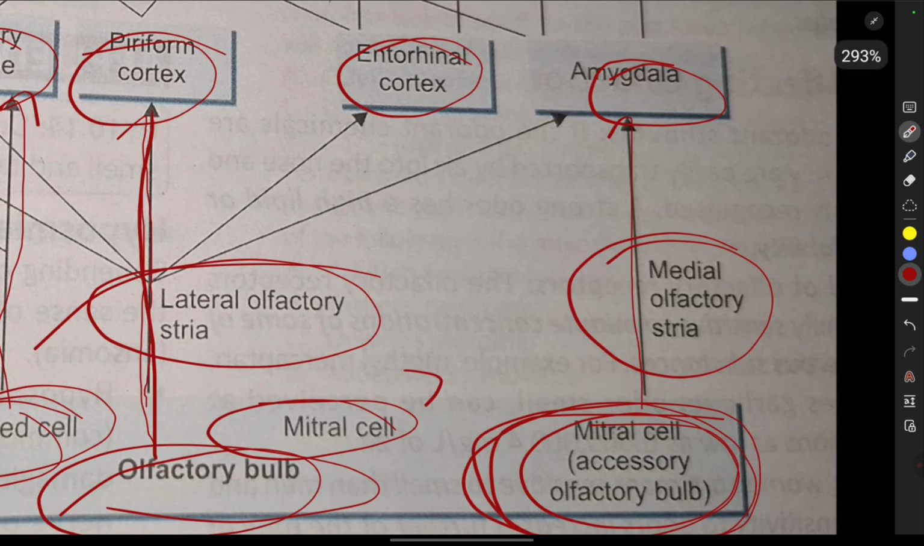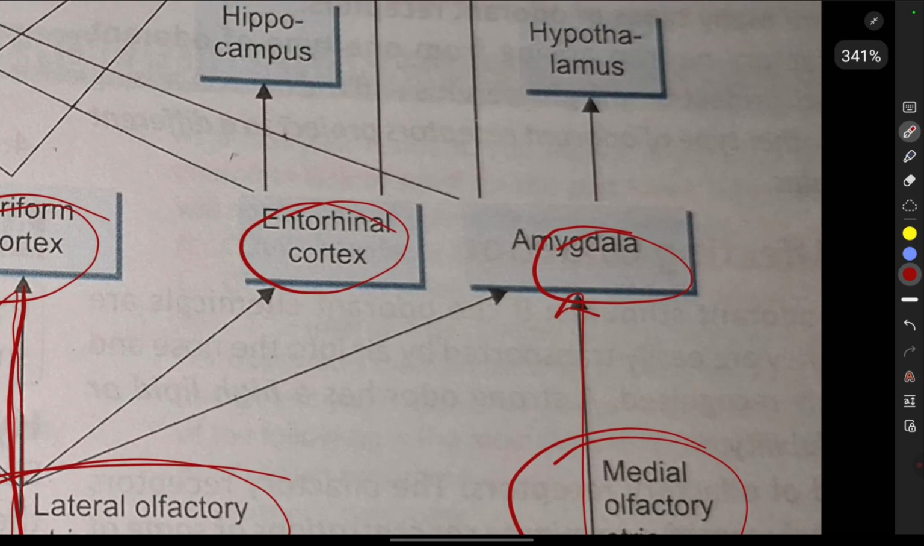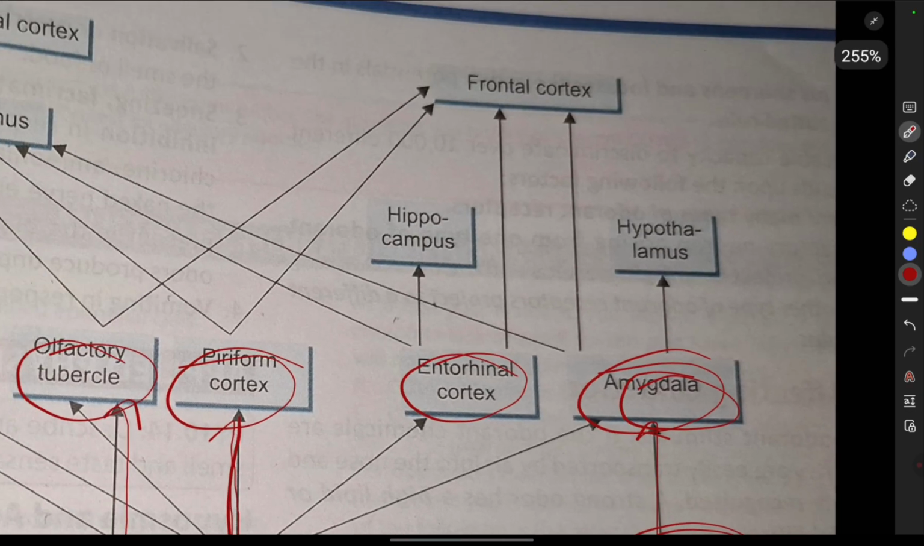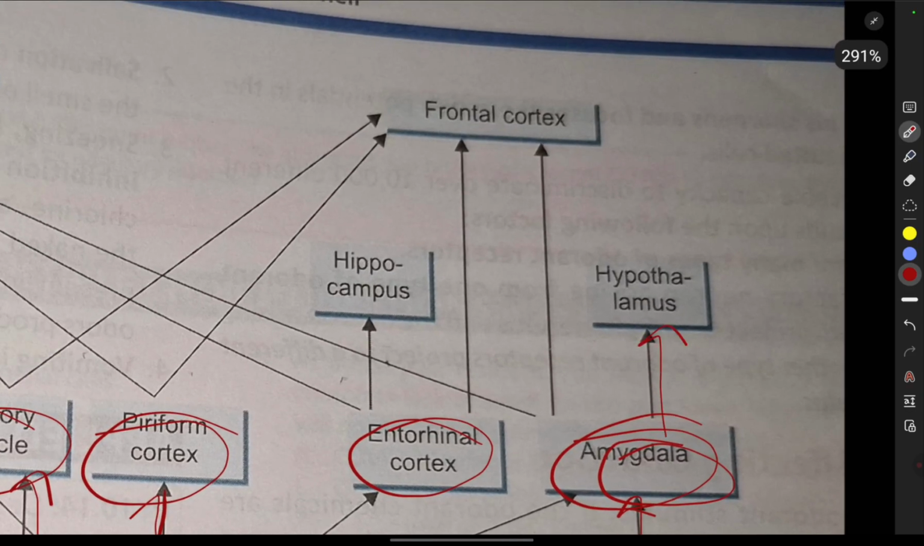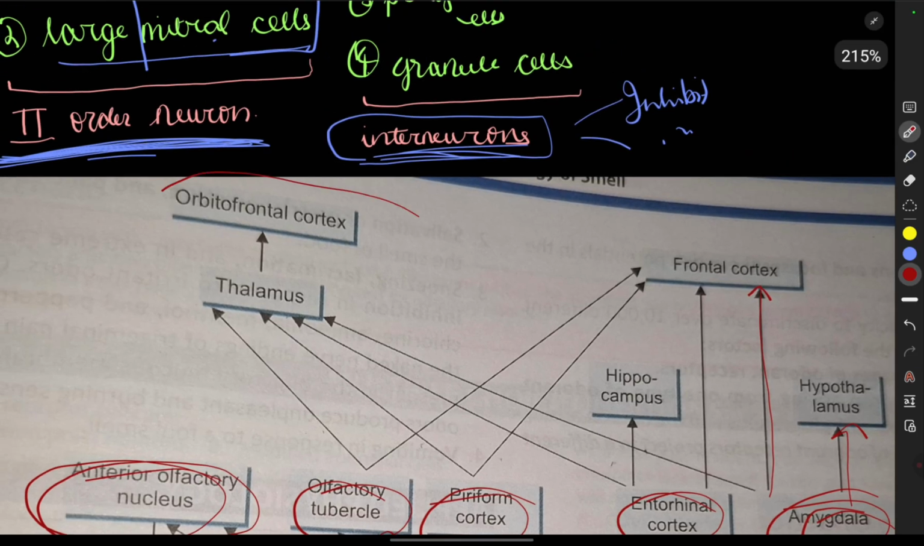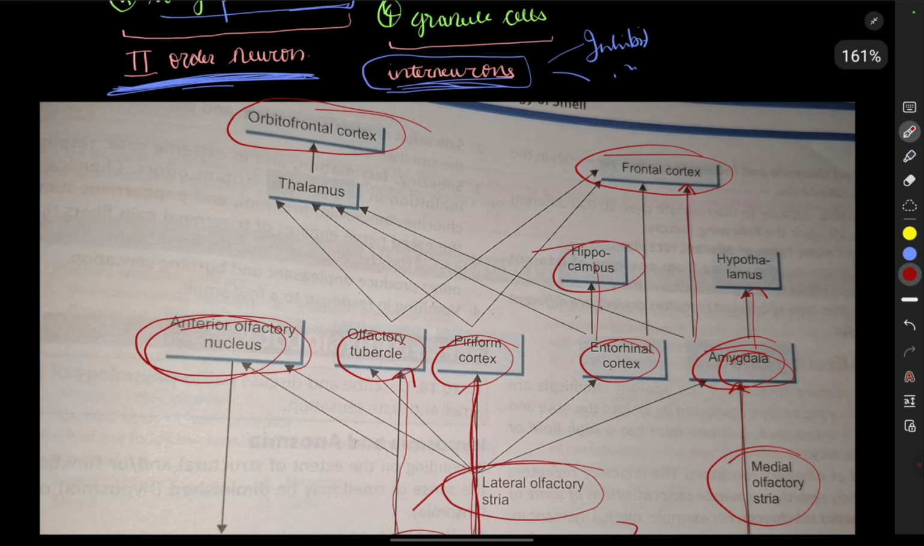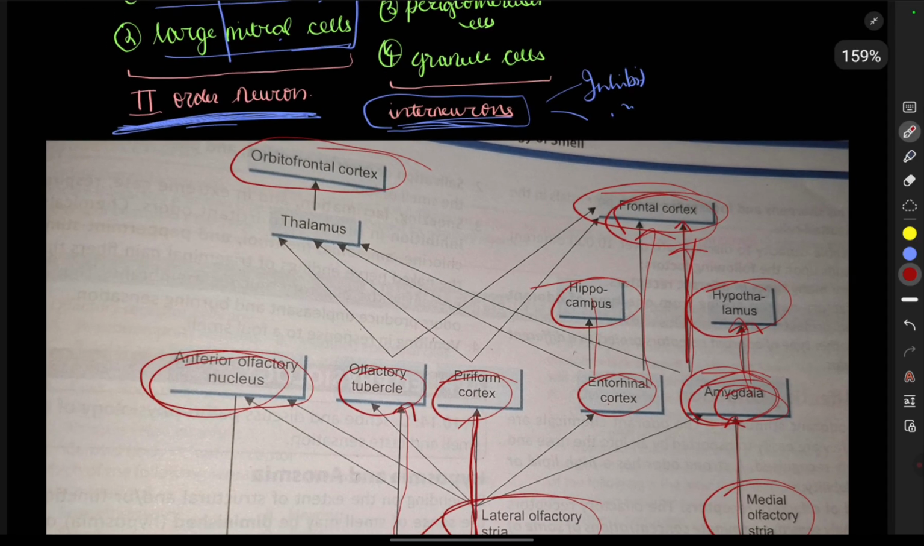From the medial olfactory striae, it goes to the amygdala, only the amygdala, which can stimulate the hypothalamus and directly stimulate the frontal cortex. We have two cortexes, the orbitofrontal cortex and the frontal cortex. The hippocampus from the entorhinal cortex and the hypothalamus from the amygdala can stimulate the frontal cortex, and it can directly stimulate as well.